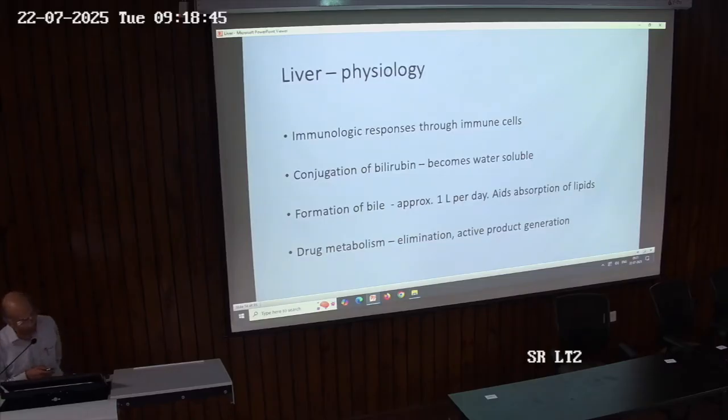Approximately 1 liter of bile is formed per day and is secreted. This aids in the absorption of fats. Certain drugs are metabolized in the liver. For example, paracetamol, rifampicin, isoniazid. These are metabolized in the liver before they are excreted from the body. These are briefly the functions that the liver performs in all of us.